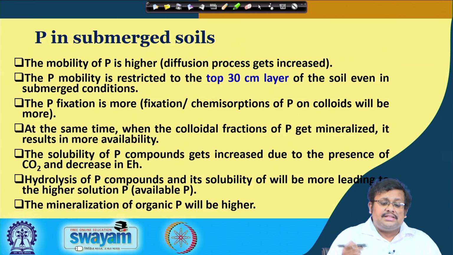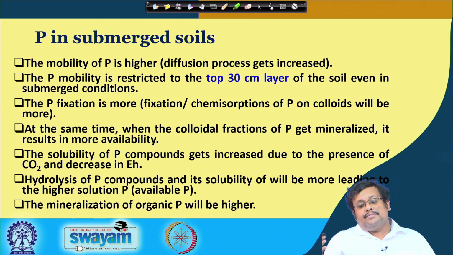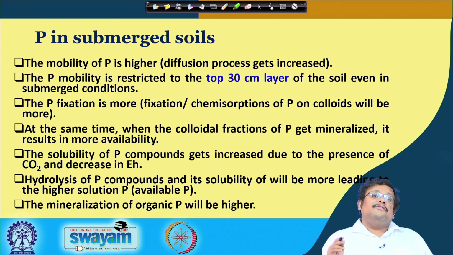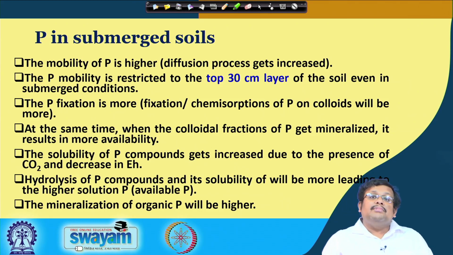The mobility of phosphorus is higher in submerged soil because the diffusion process increases, though phosphorus mobility is restricted to the top 30 centimeter layer of the soil even in submerged condition. Remember that phosphorus fixation is more in the form of chemisorption on the colloids. So, the fixation is more, but at the same time, the colloid fractions of phosphorus also get mineralized, increasing its availability.